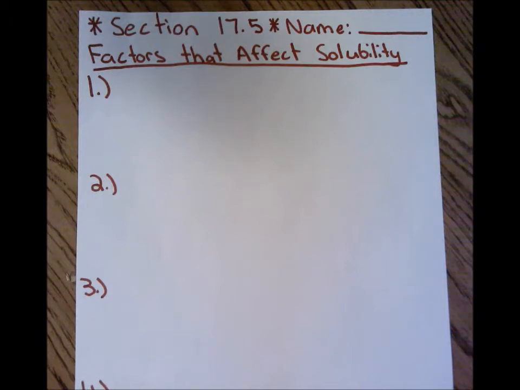Objective number 3, write the equilibrium equation when a metal ion and a Lewis base react to form a metal complex ion. And then objective number 4, describe how complex formation can affect the solubility of a slightly soluble salt. So, we move into factors that affect solubility. There are 4 different factors. The first factor that affects solubility is the presence of a common ion.